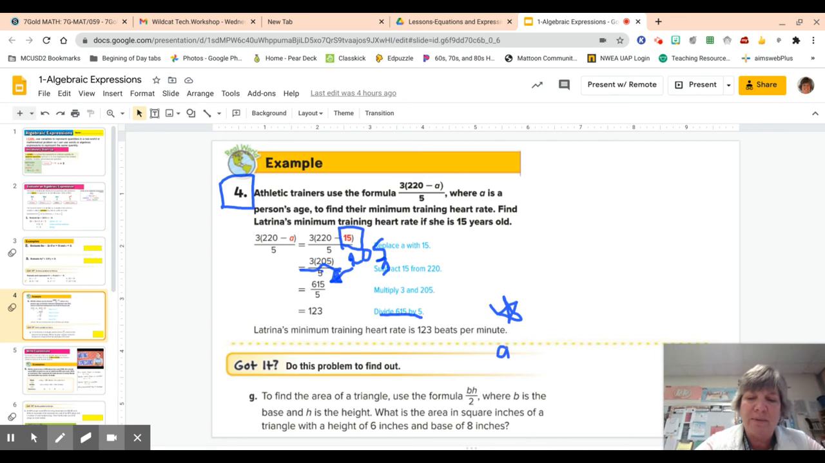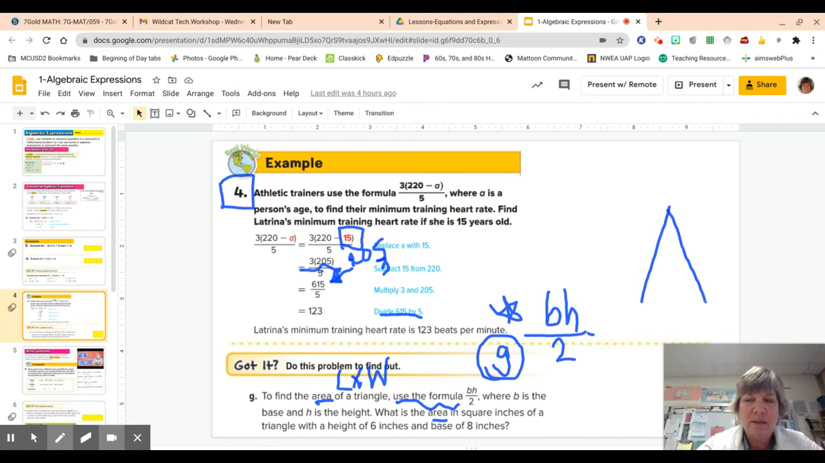So we're going to work on G. To find the area, remember area of a rectangle is length times width, but a triangle is half. So it says use the formula base times height divided by 2, where B is the base, H is the height. What is the area in square inches of a triangle with a height of 6 and a base of 8?